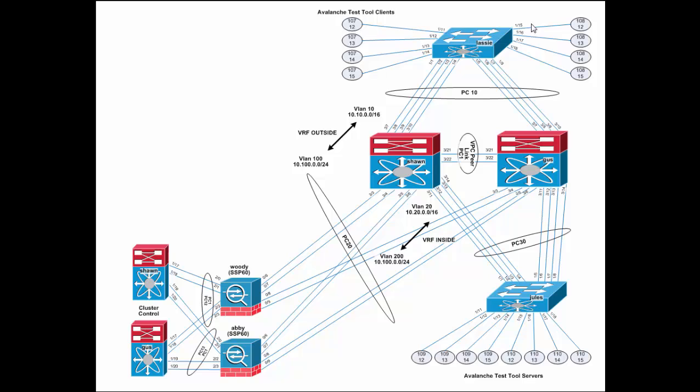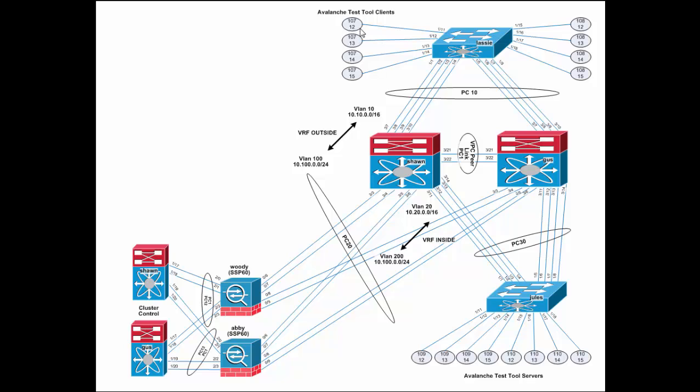All my client ports are in the VLAN 10 subnet, the 10.10 network, and I also have a VLAN 100, which is the outside of the ASA. So on the Nexus 7K, I created a VRF outside. VLAN 10 and 100 are in that VRF. The servers are all in VLAN 20. We also have a VLAN 200, which is the inside of the ASA, and I created a separate VRF inside on the Nexus 7Ks.